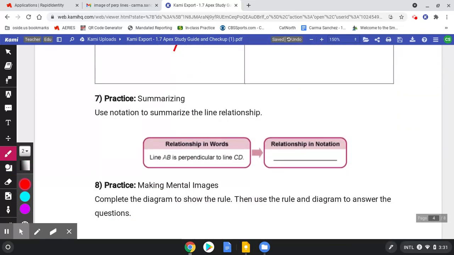Okay. Line AB is perpendicular to line CD. How are we going to do this in the notation? We're going to say that AB is perpendicular to CD. And how do I say line AB? I put a line across the top with arrows, and I put a line across CD with arrows.